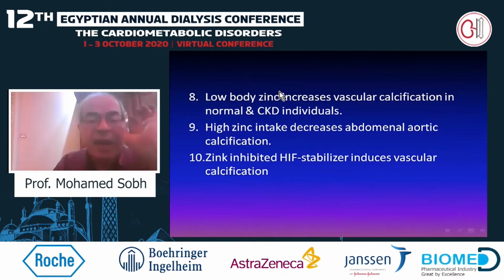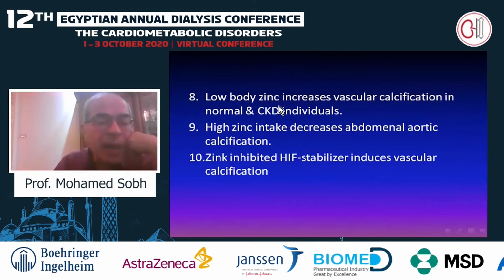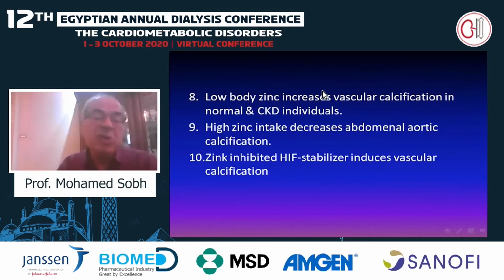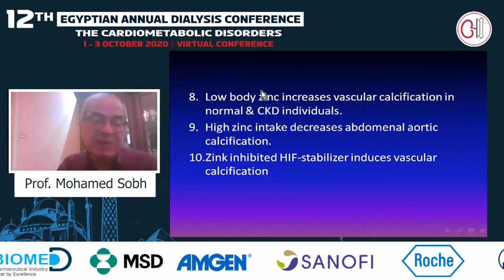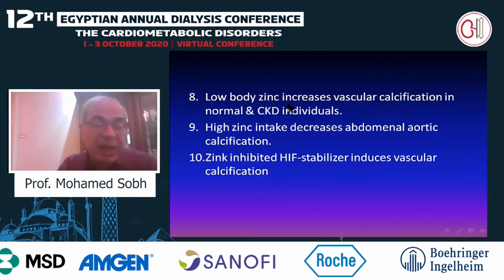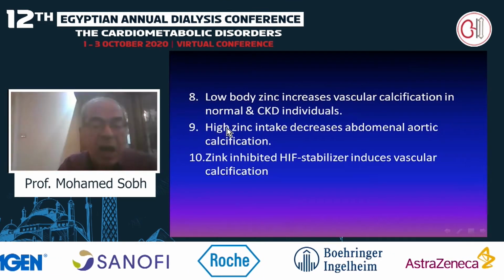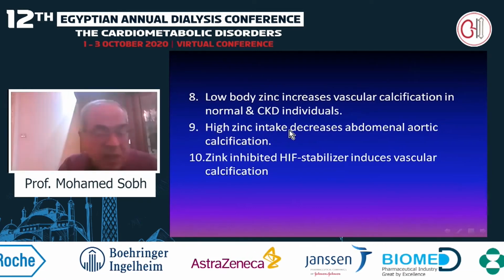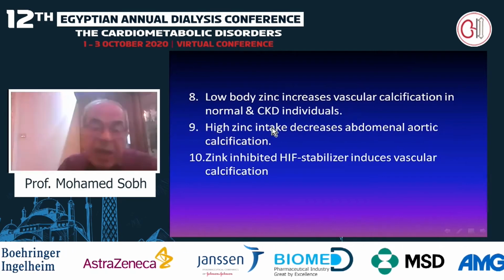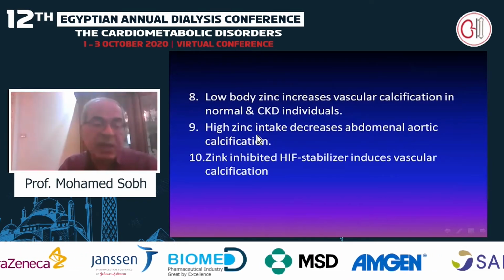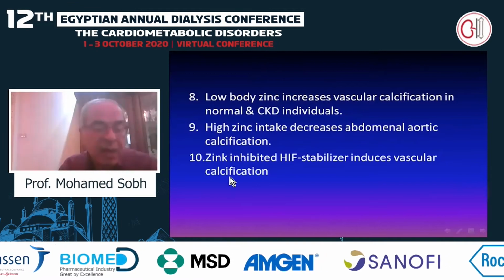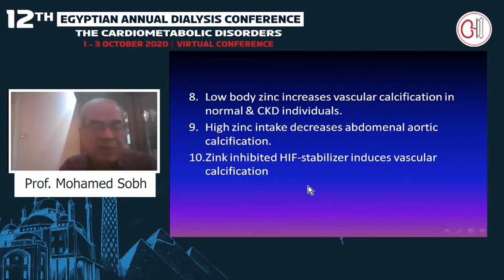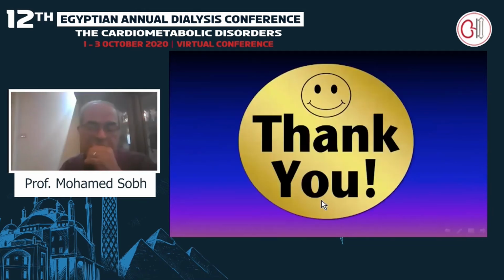Low body zinc increases vascular calcification in normal and in CKD individuals. As we know, the number one cause of mortality in our patients is vascular calcification. So zinc supplementation can help us to rescue these patients. High zinc intake decreases abdominal aortic calcification, a serious health risk problem in uremic and healthy persons. So look to zinc, please. And finally, and interestingly, zinc inhibits heme stabilizer induced vascular calcification. And thank you.